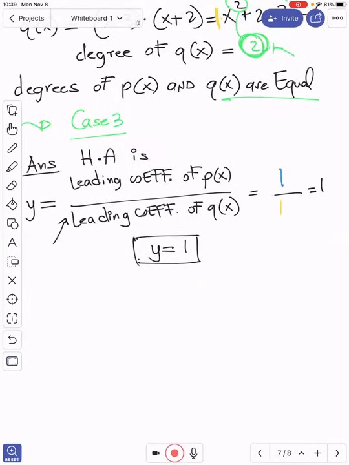Then next we're going to need the y-intercept. The y-intercept in graphing rational functions is really, really important. We're going to see in a couple of minutes. So step 3, we're going to need the x-intercept.